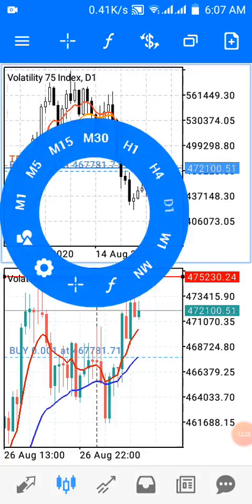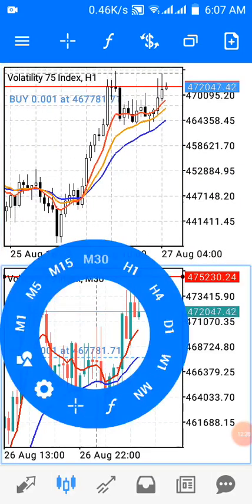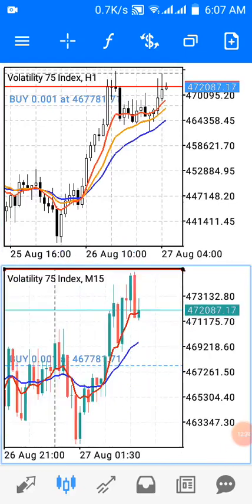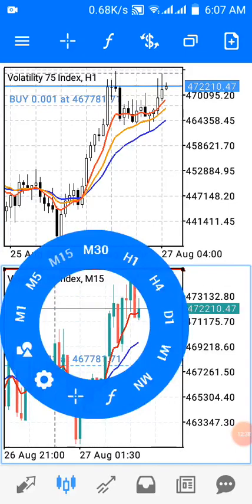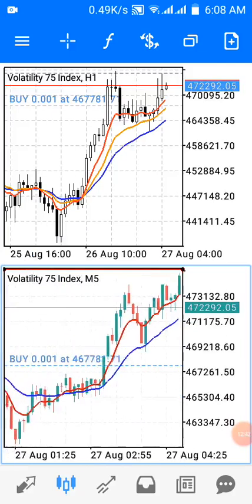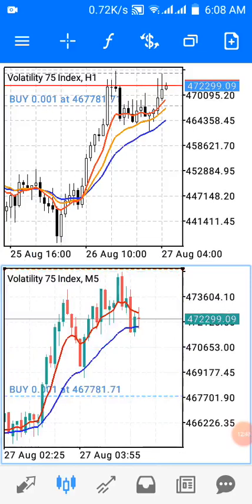But for short trades, change this to 1 hour and change it to 5 minutes, or some people may change it to 15 minutes, 1 hour 15 minutes, or 1 hour 5 minutes, 5 minutes for you to see what's happening much more closely or clearly. So that's that for the strategy.